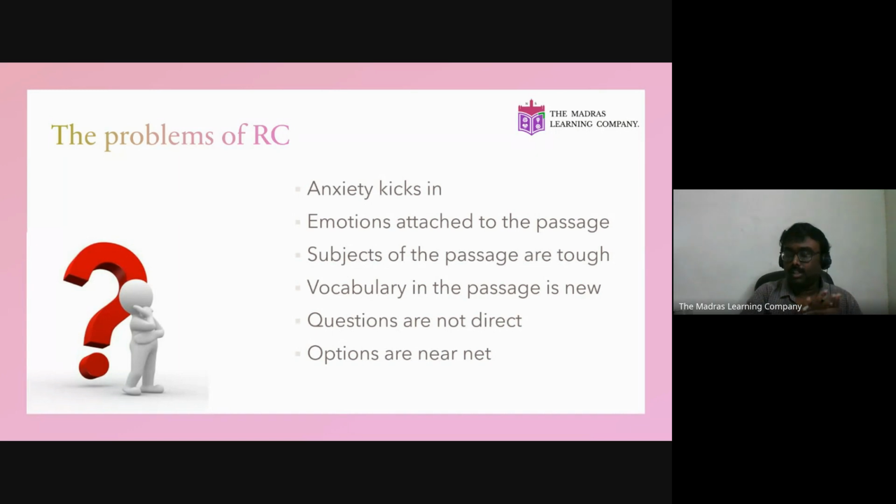Now, given that RC is so important, what are the problems at least people face, or people come and tell me? I'm not telling these problems to worry you or give you some sort of anxiety. I am telling you these problems because being aware of the problems is the first step towards solving them, right? So the first thing is anxiety kicks in.